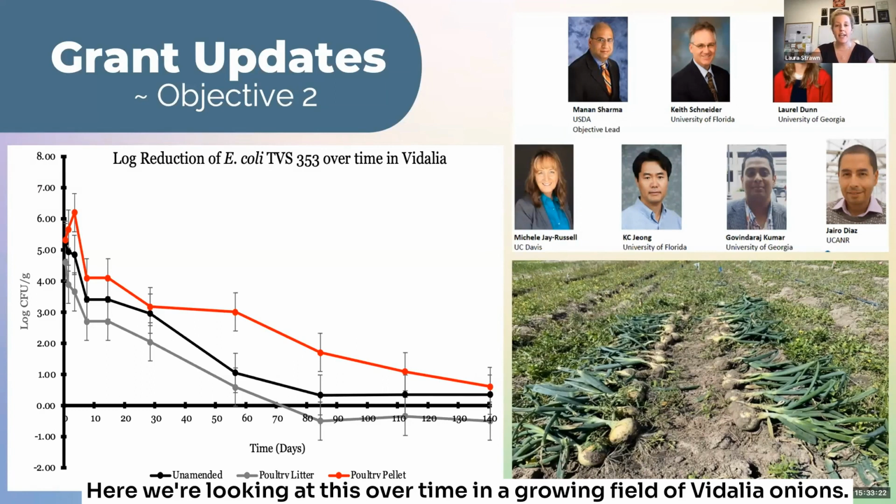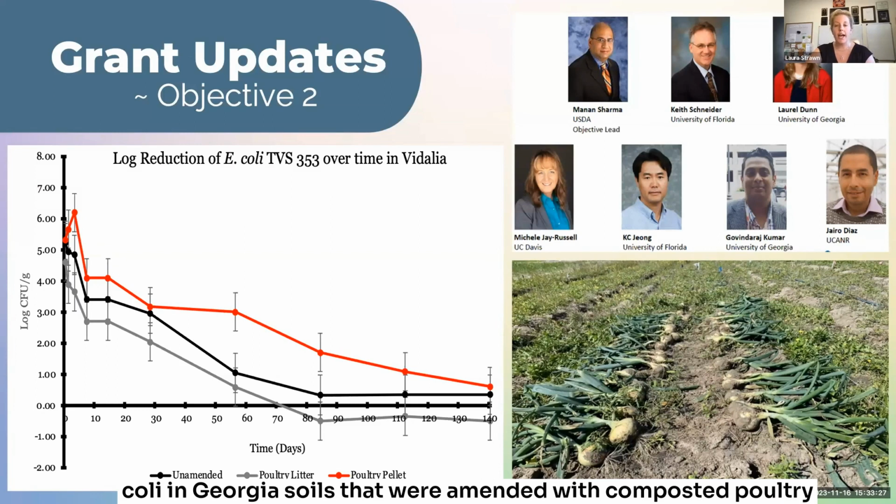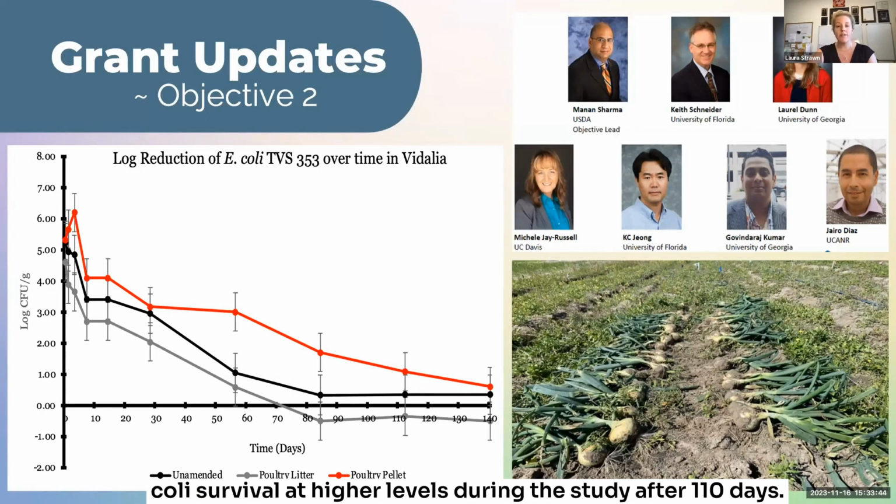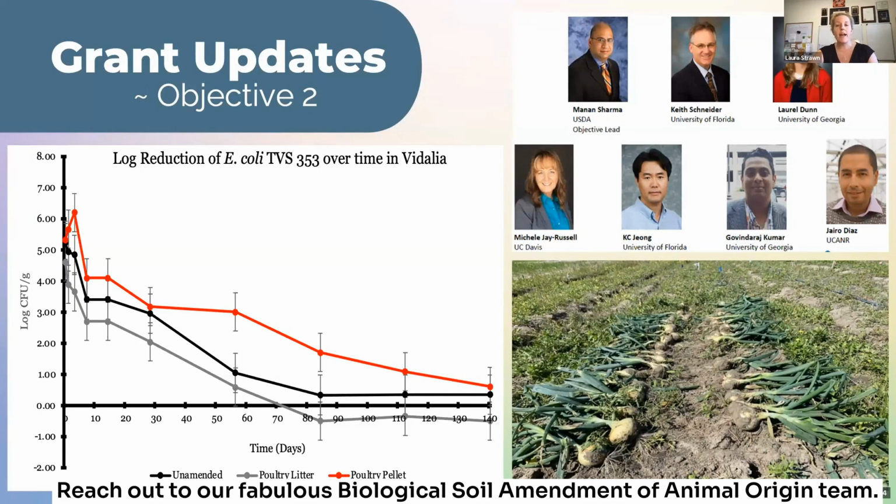Overall, the figure shows the decline of non-pathogenic E. coli in Georgia soils that were amended with composted poultry litter, heat-treated poultry litter pellets, or left unamended. You can see by the red line, heat-treated poultry pellet amended soil supported E. coli survival at higher levels during the study after 110 days. Interested to learn more? This is only a snapshot. Reach out to our fabulous Biological Soil Amendment of Animal Origin team. Their pictures and affiliations are on the slide.